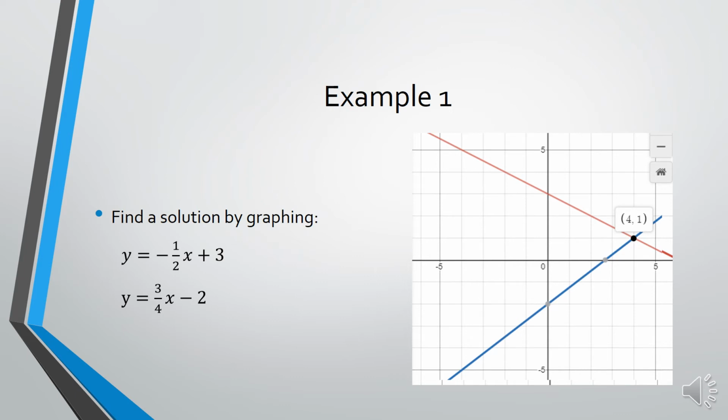What we see is that these two lines intersect at one point, and that point where they intersect is our solution. So the solution here is (4, 1), or we can write it as x equals 4, y equals 1. It's more customary to write it as a coordinate, so (4, 1). You can verify that if you want. Plug in 4 for x in both equations and make sure you get the correct y value.